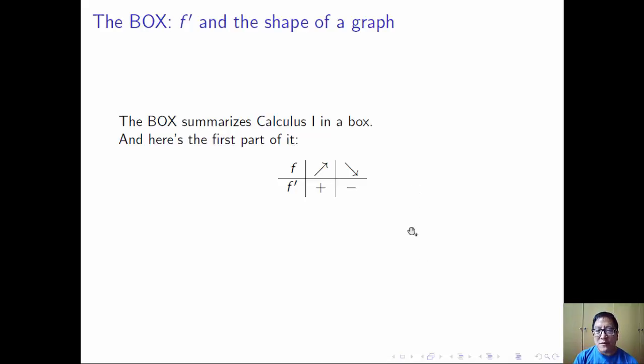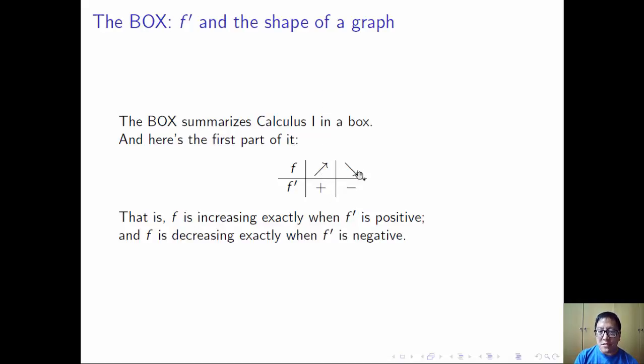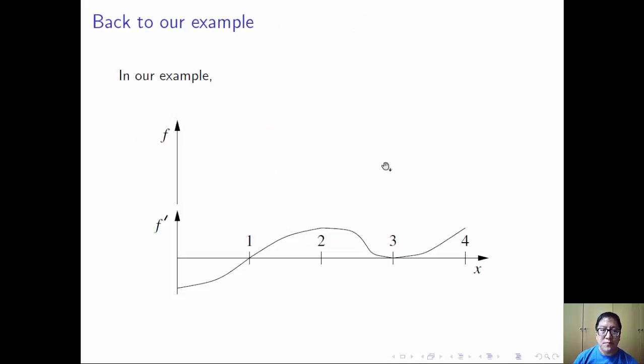Okay, and I'll say more about what this says, but if it's not clear, let me say. This box says that f is increasing, upward slope, exactly when f prime is positive, and f is decreasing exactly where f prime is negative. So that's the box. So what does that mean in our example here?